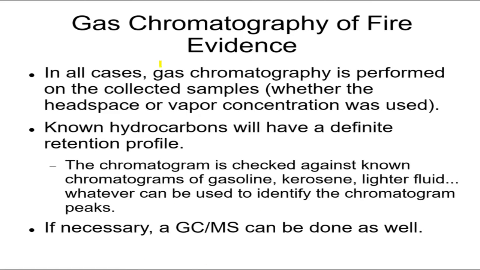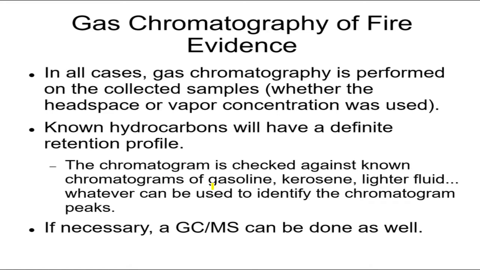So in all cases, whenever we have this, we try to use gas chromatography because these accelerants are volatile chemicals. Therefore, gas chromatography is excellent to be used to separate the different components and identify them. The known hydrocarbons, gasoline, diesel fuel, toner, lighter fluid, have definite retention profiles. So the gas chromatogram that comes out can easily be identified. You can use that to identify an accelerant and which accelerant it is.